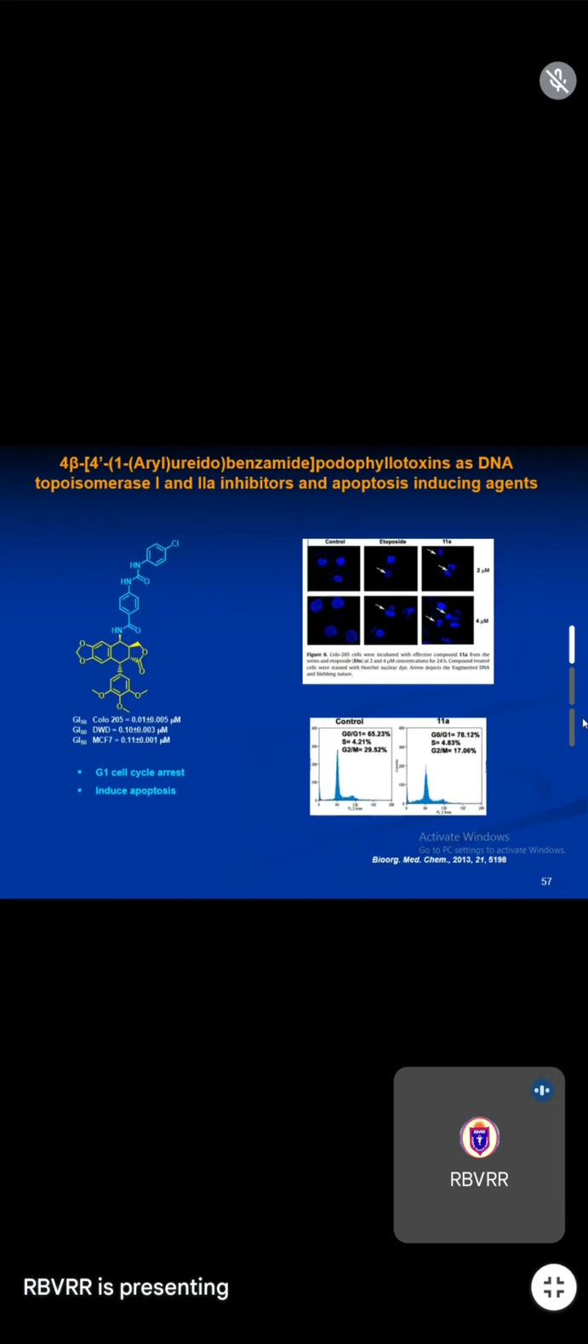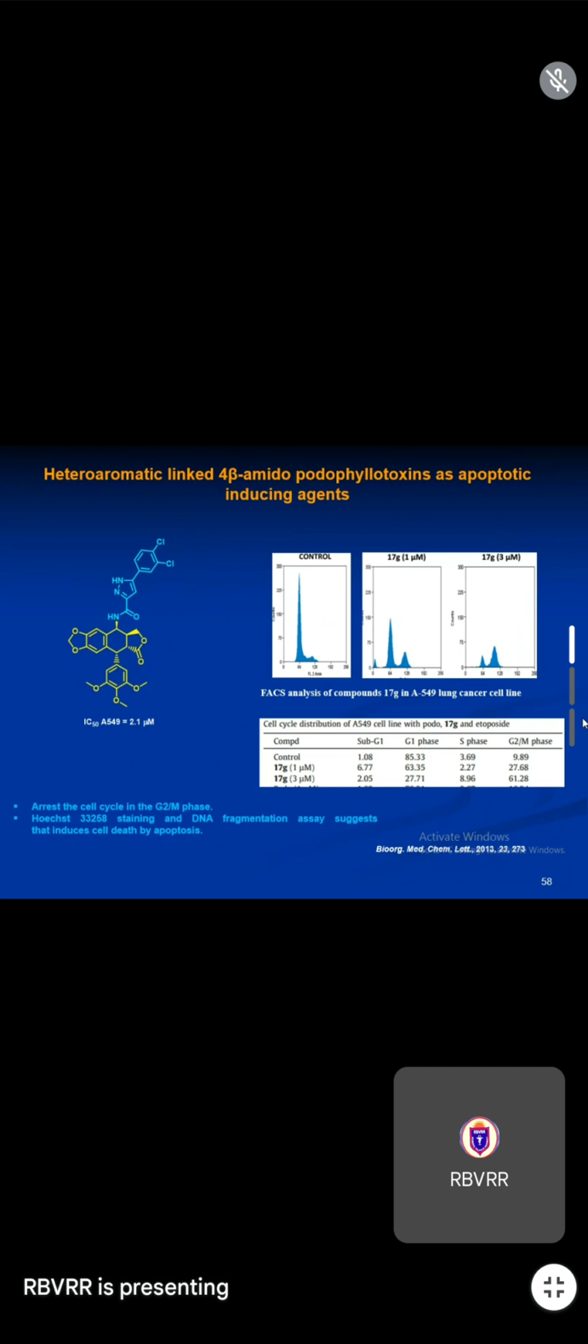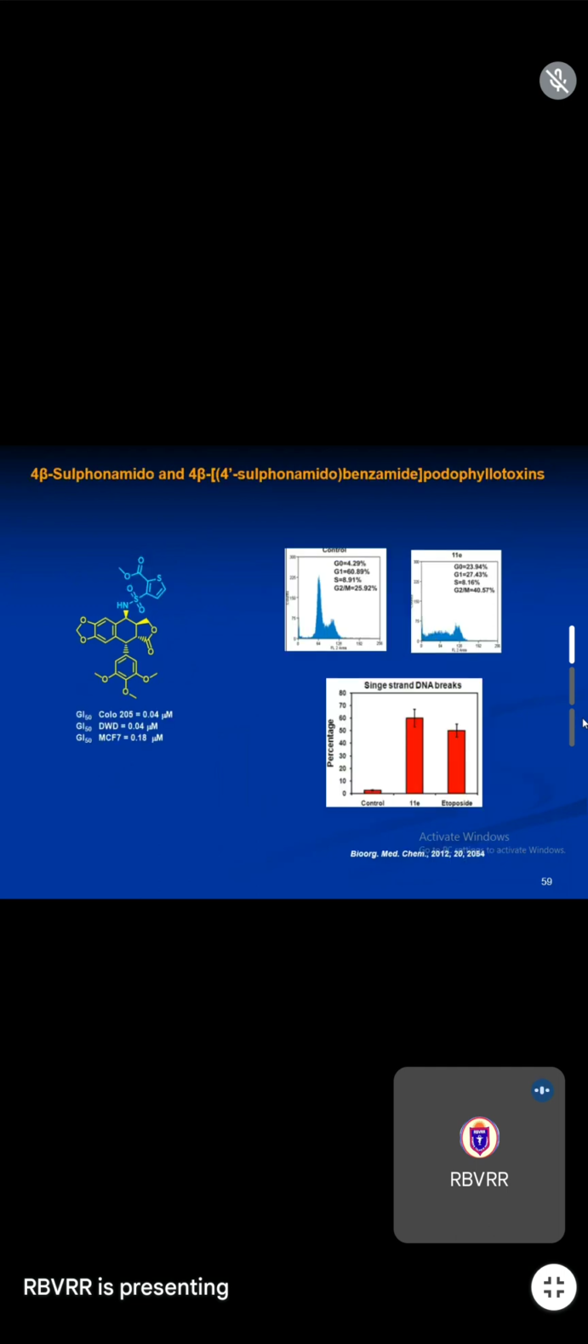This is again the aryl urido type of molecules, where we wanted to make more of the urido and amido type of functionalities to improve interactions. Similarly, we have these 4-beta amido ones with these types of heteroaromatic links. These are just some examples I'm running through with all interesting results, where we had some selectivity for certain colon cancers and things like that.